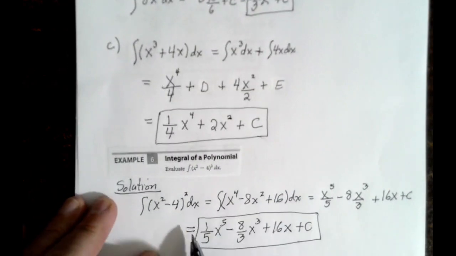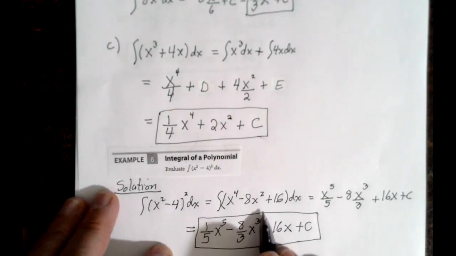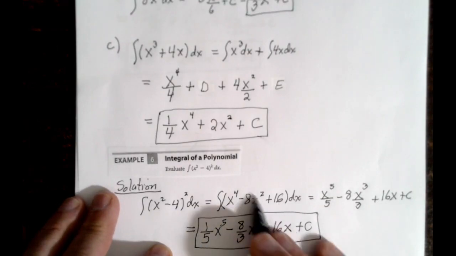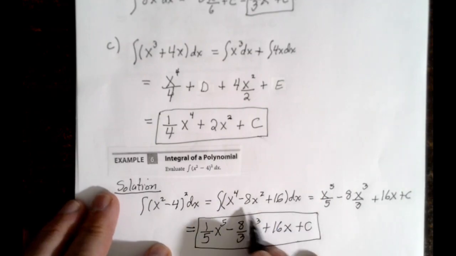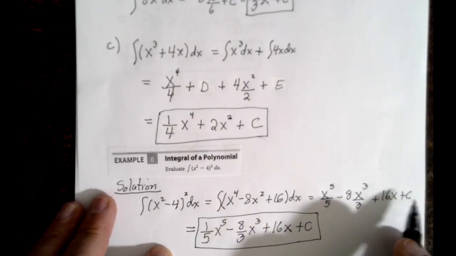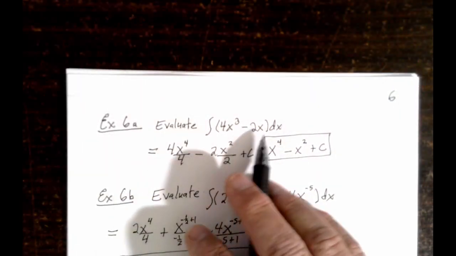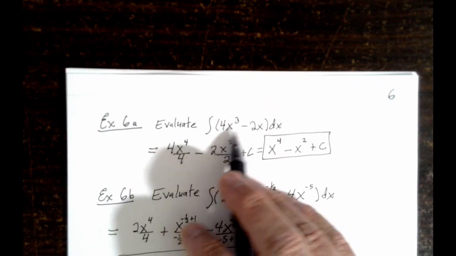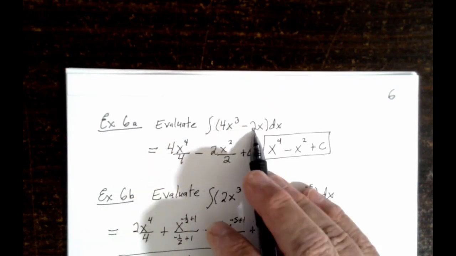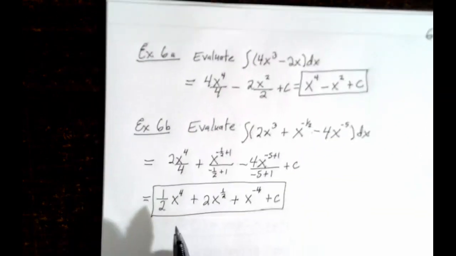Number 6, the integral of x squared minus 4 squared dx. Well, you multiply that out, and now you just take the integral of each one of those. You get x to the 5 over 5, you get 8x to the 3rd over 3, you get 16x plus some constant. And when you clean it up, it looks like this. The integral of this polynomial is 4x to the 4th over 4, 2x to the 2nd over 2, plus c, and when you clean it up, it looks like that.